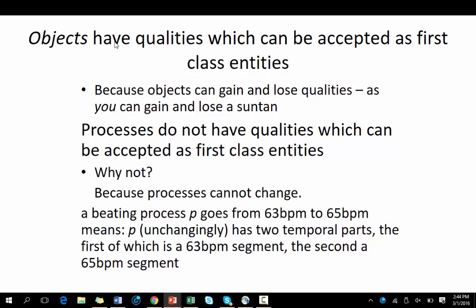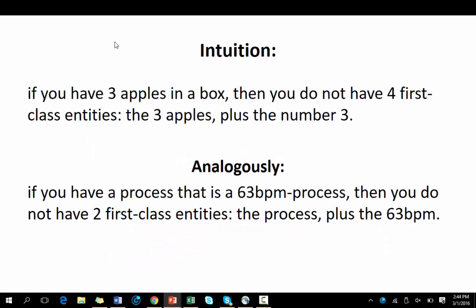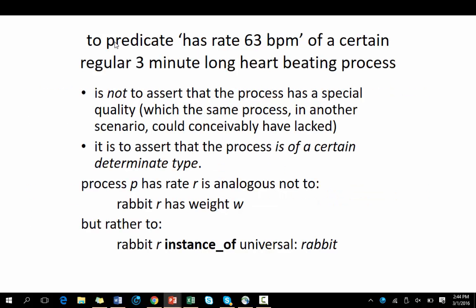per minuteness is not to say that there is one process which has one attribute now and another attribute now. Rather, it is to say that there is one process which has two parts, one of which just is a subtype of the 63 beat per minute process type, and the other is a subtype of the 65 beat per minute process type. And this is the three apples in a box thing which I gave you earlier.